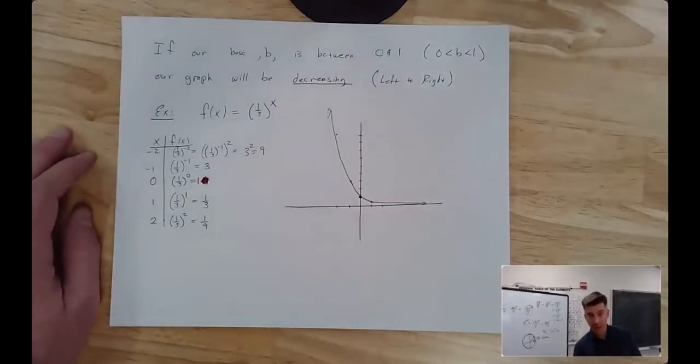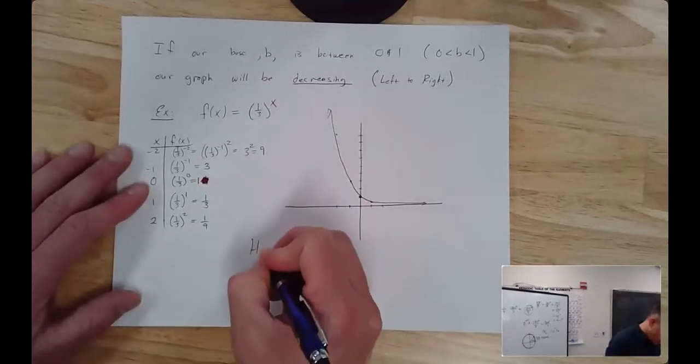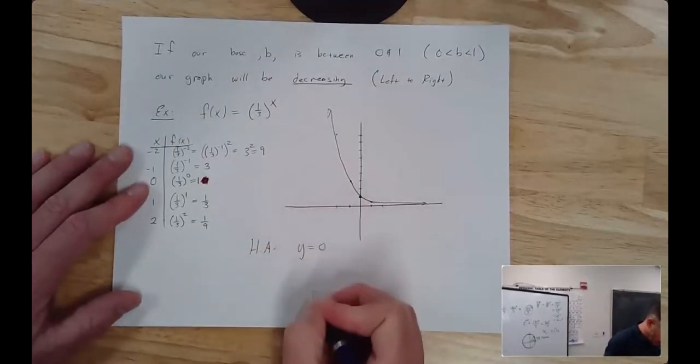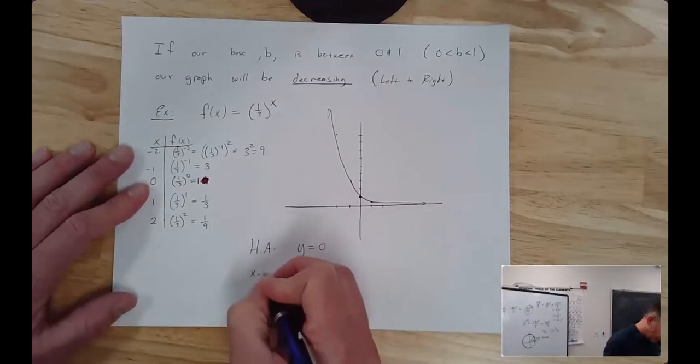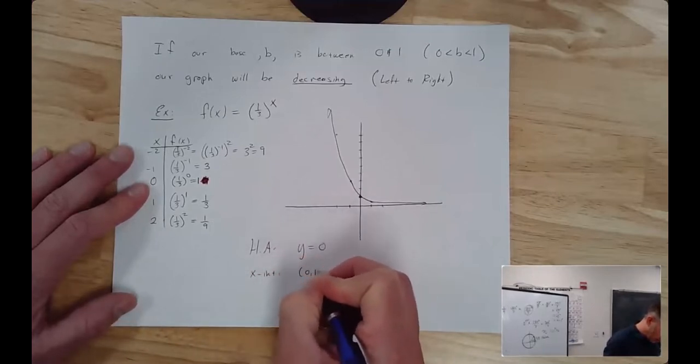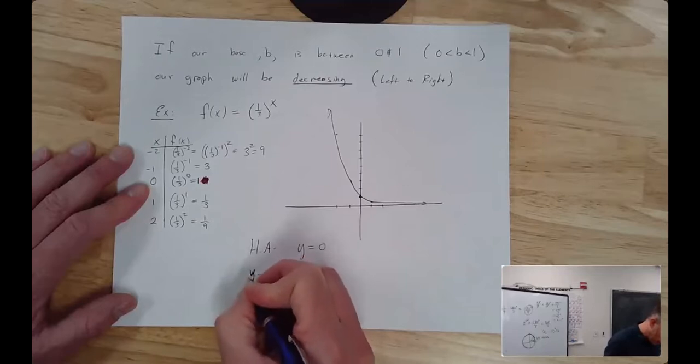And again, I would point out the horizontal asymptote is y equal to 0. And the y-intercept is 0, 1.